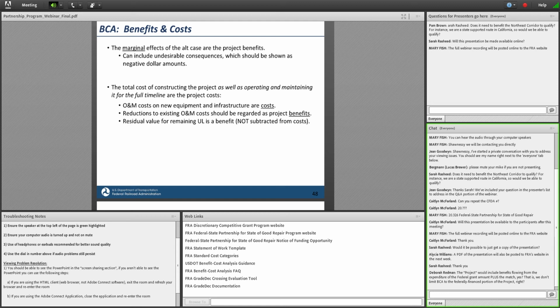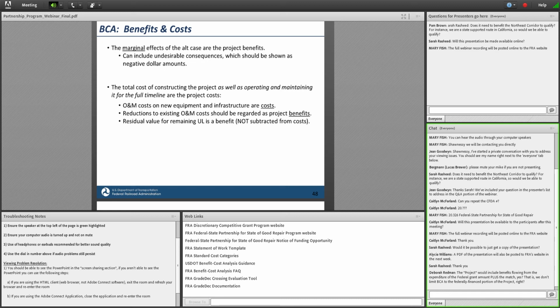Like I said before, marginal effects are what we are concerned about, the effects of the change between the current state and the state of the world after the build project. At times, that can also include undesirable consequences. That's certainly much more of a problem with freight or highway projects rather than passenger rail, but they do occur. So if there are undesirable consequences to the project, they should be included as negative benefits, like a negative dollar amount in the benefit category.